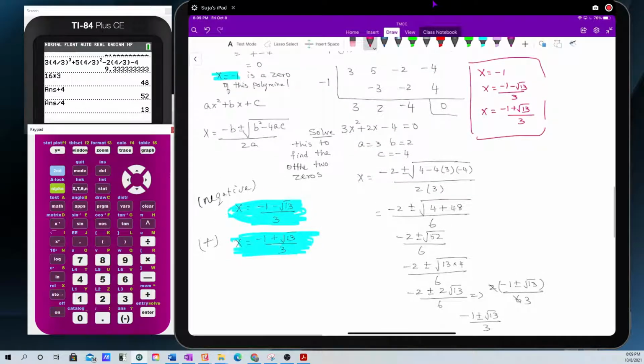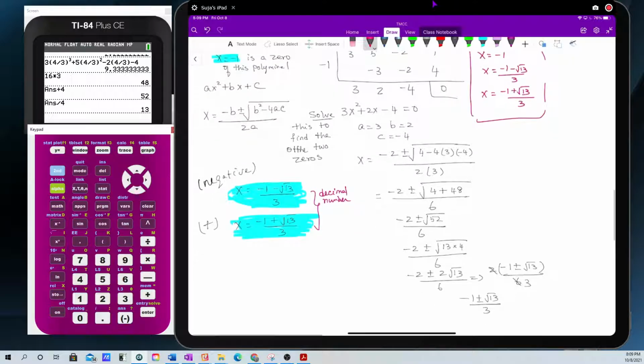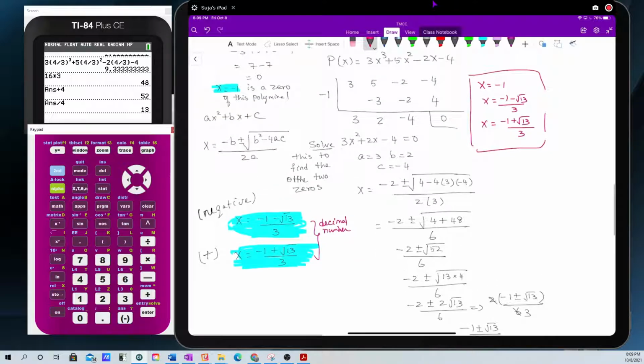Now, one of the disadvantages of using a calculator on this problem would be you will not get these two answers. And you are going to get decimal answers if you do the calculator. This will be a decimal number if you use your calculator. And WebAssign is not going to take that answer. I think they want the exact values. So you will have to follow the process for at least this problem.